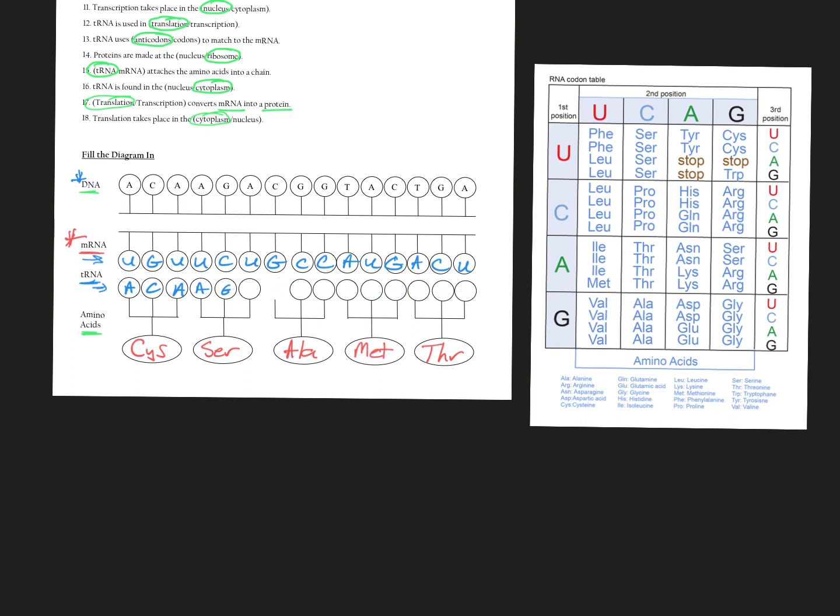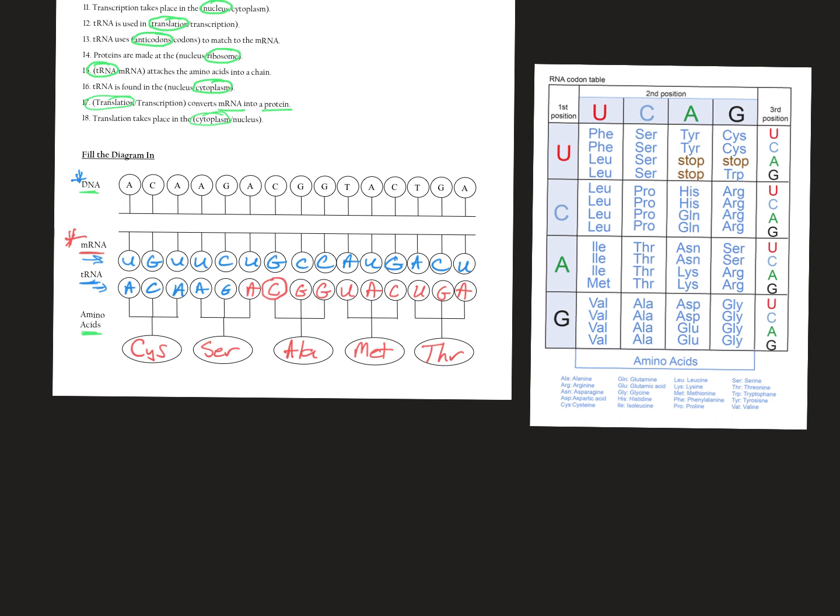So what this should be is U goes to A, C goes to G, G goes to C. There should be a circle here. There isn't. That was a mistake. C goes to G, C goes to G, A goes to U, U goes to A, G goes to C, A goes to U, C goes to G, and U to A. If you want to be 100% accurate, that's the way it would look.